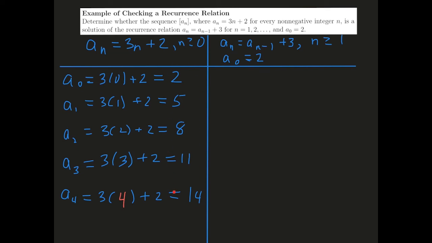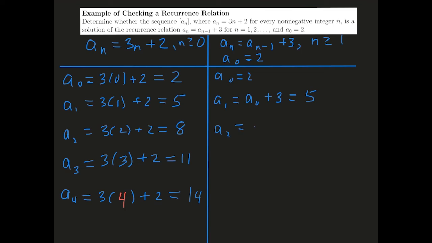So let's see if we get the same ones on the other side. a_0 is given to be 2. That was part of the recurrence relation, that's the initial condition. a_1 is going to be a_0 plus 3. That's 2 plus 3, which is 5.